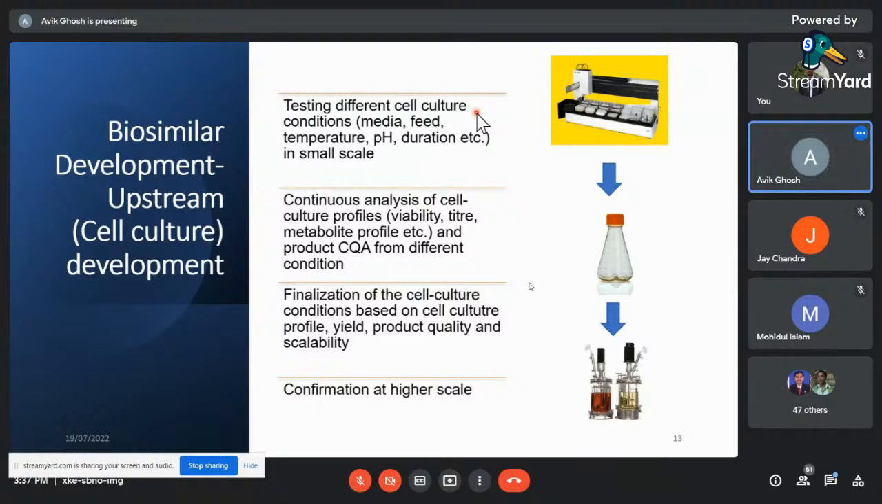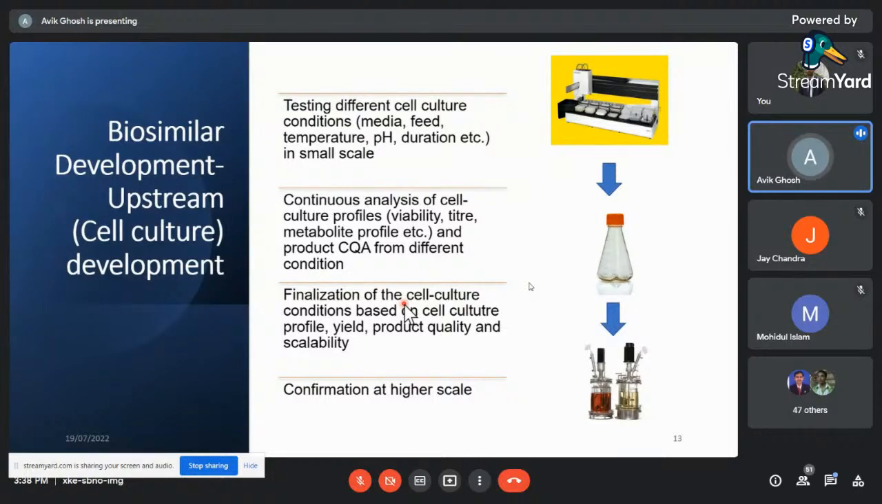Then you also analyze the cell culture profiles like the viability, titer, metabolic profile, and the product CQAs at the different conditions, right? Now, based on these results, you finalize the cell culture condition. So, which is giving you the best cell culture profile, the best yield, or the product quality, and that can be done at a bigger scale as well, right?